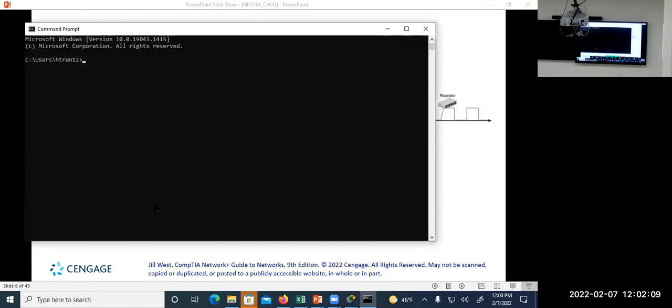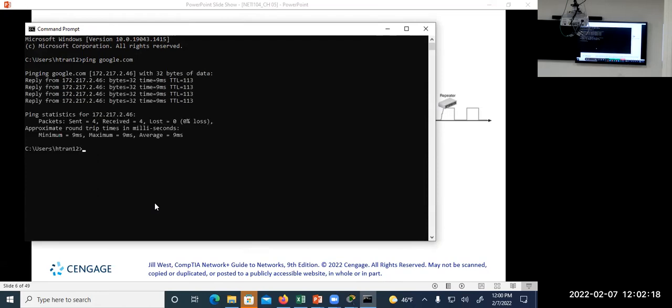Okay, so I just want to use ping here. I want to ping google.com. You see, when I ping google.com, I have a round trip time here. It takes 9 milliseconds to reach google.com from my computer and come back. There is also information about time to live, TTL. When this number reaches 0, the packet will be dropped.